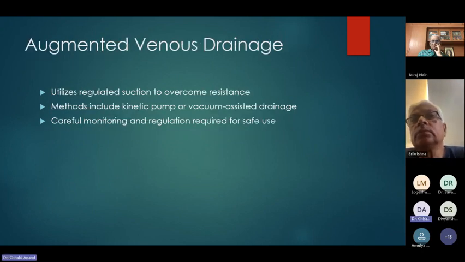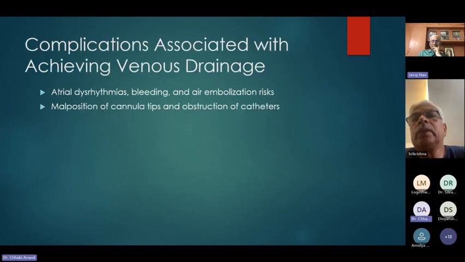Augmented venous drainage utilizes regulated suction to overcome resistance. Methods include kinetic pump or vacuum assisted drainage. Careful monitoring and regulation are required for safe use. Complications associated with achieving venous drainage: atrial dysrhythmias, bleeding, and air embolization risk, malposition of cannula tip, and obstruction of catheters.